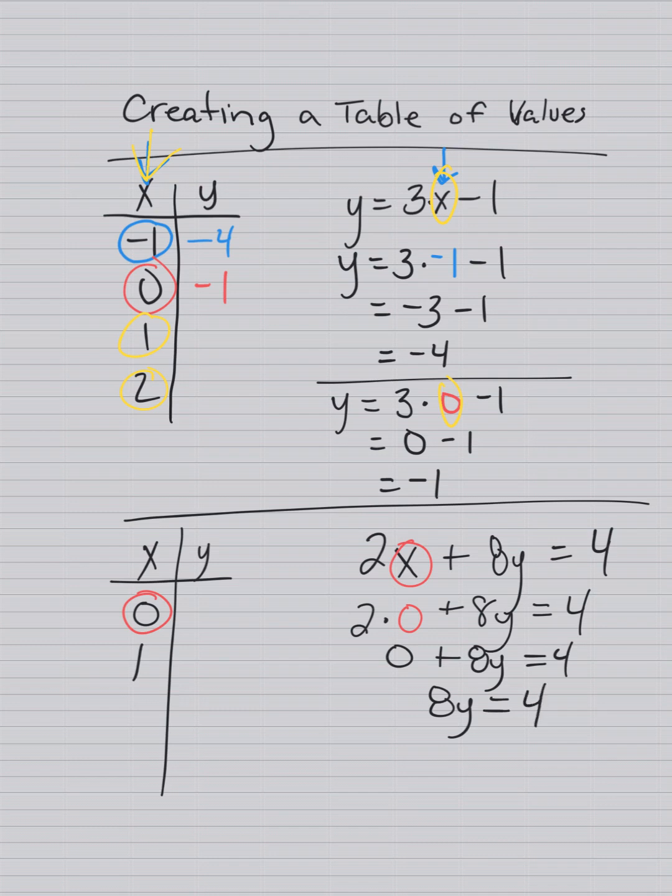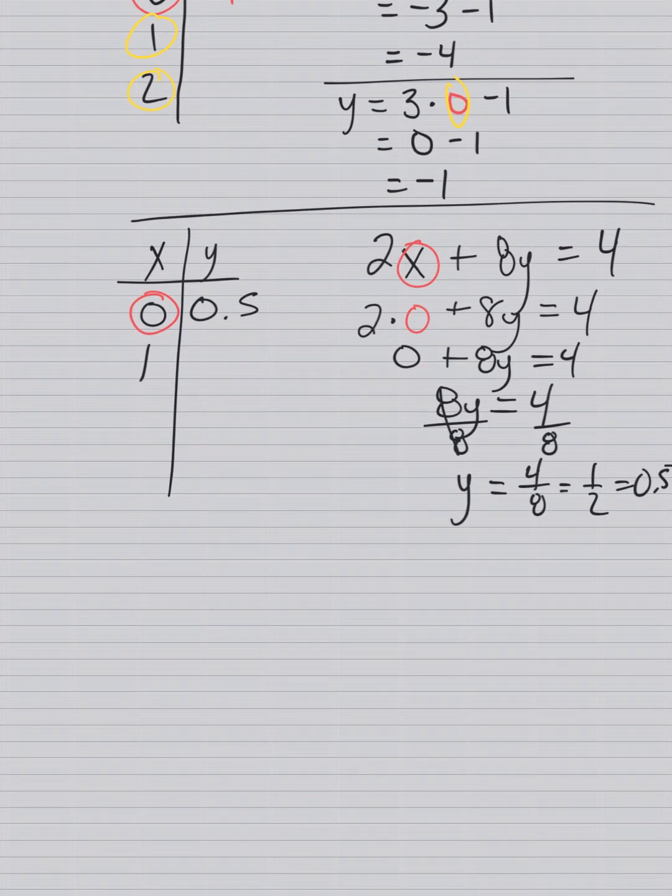8 is being multiplied by y. The opposite of multiplying is to divide, so we'll divide by 8. And then y equals, I can leave it as 4 over 8. I could reduce it down to 1/2, or I could put in the calculator 4 divided by 8 is 0.5. Either of those answers will be just fine. I'm going to use 0.5.